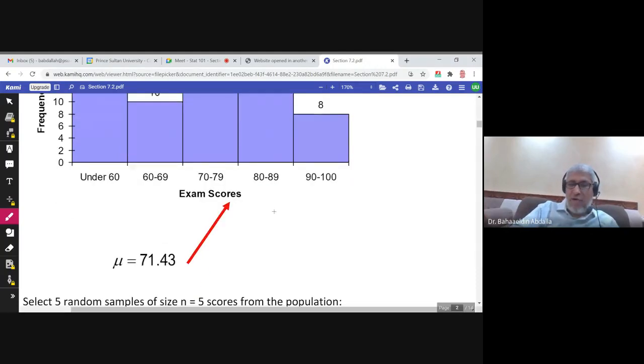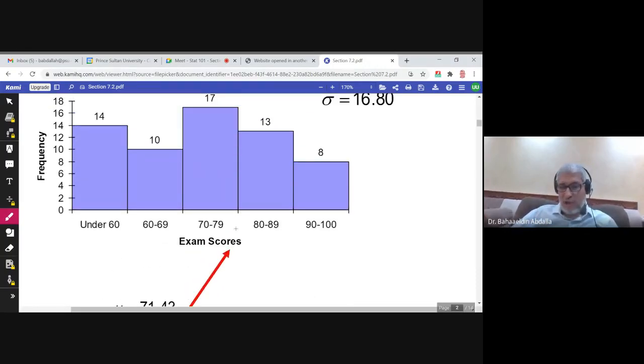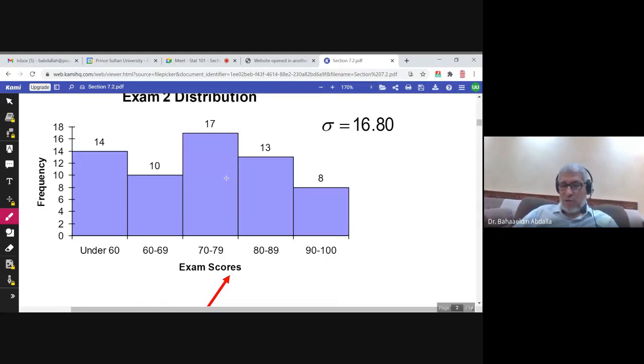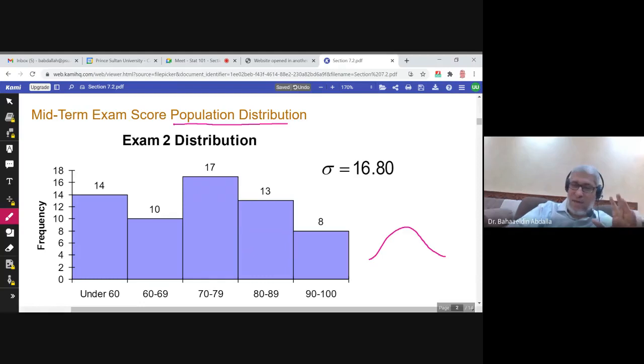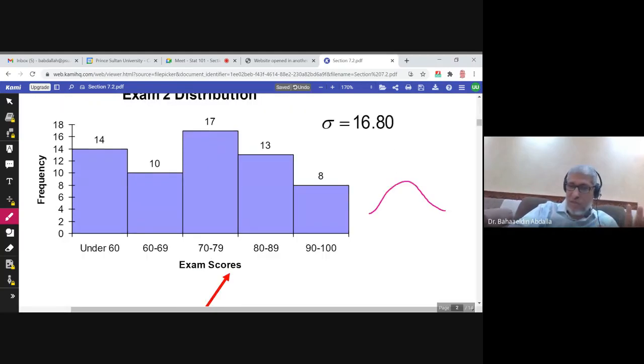All right, you have the mu, the population mean, here in the middle, and this is the standard deviation. Now look at this distribution. Is this a normal distribution? If you look at this distribution, it is not normal. Remember, the graph of the normal distribution is like this. This is not normal. Under 60 is higher. It should be like this, like here. So the distribution of the population is not normal.